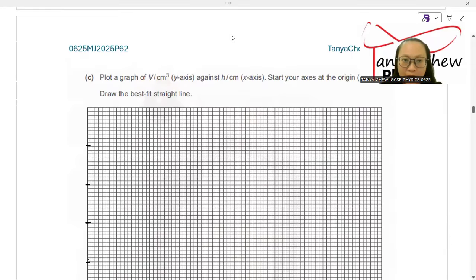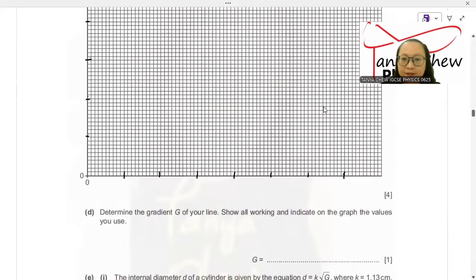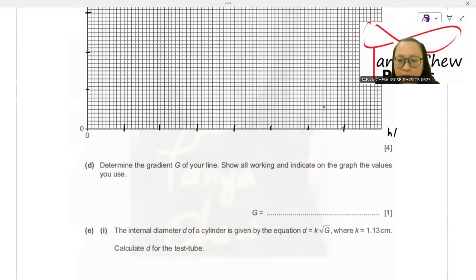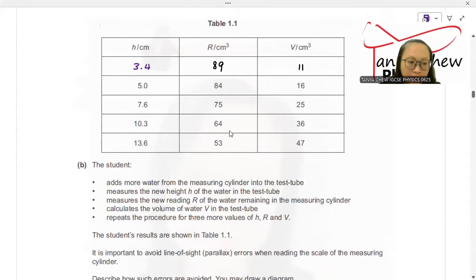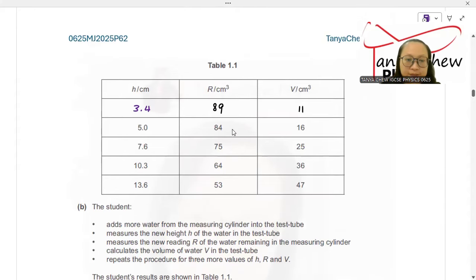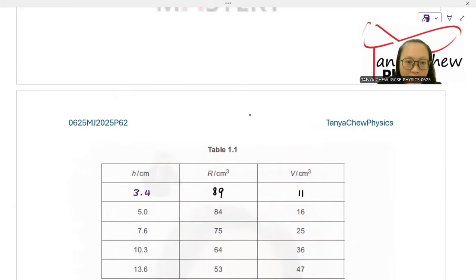So what you do now is that I'm going to label this first, V in cm³. That is my y-axis. And this is H in cm. That is my x-axis. Now, I need to know that this is my x-axis, and this is my y-axis. I look at y first.